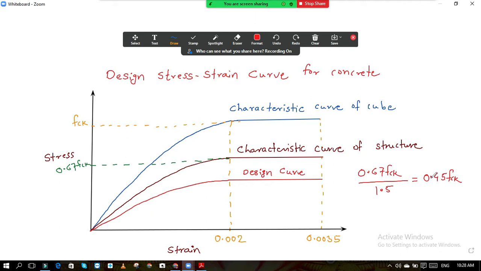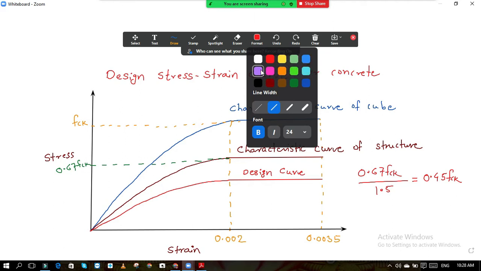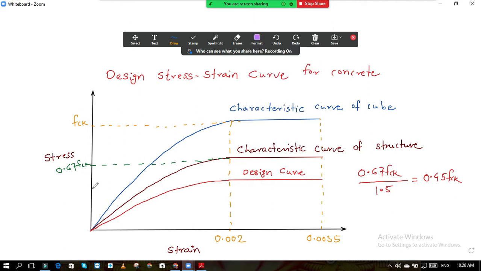These stresses we have used in the limit state method earlier, in DCS1, while doing the calculations. From here you will get these values. Now if I plot this on the y-axis and drop the perpendicular from here, this point is your 0.446 or 0.45 fck. So this is the design stress strain curve for the concrete.